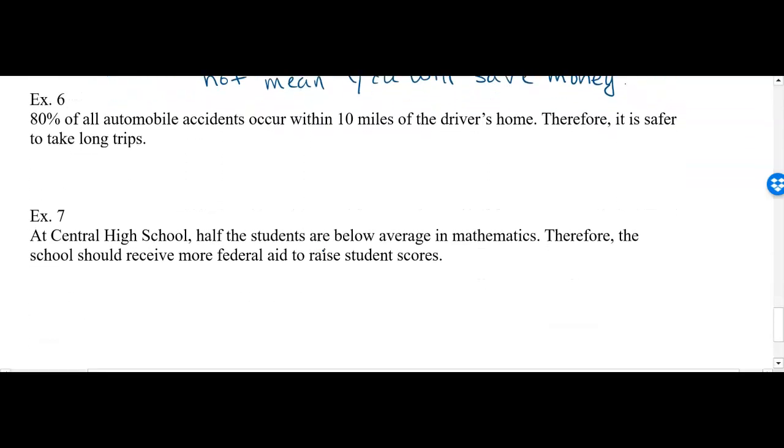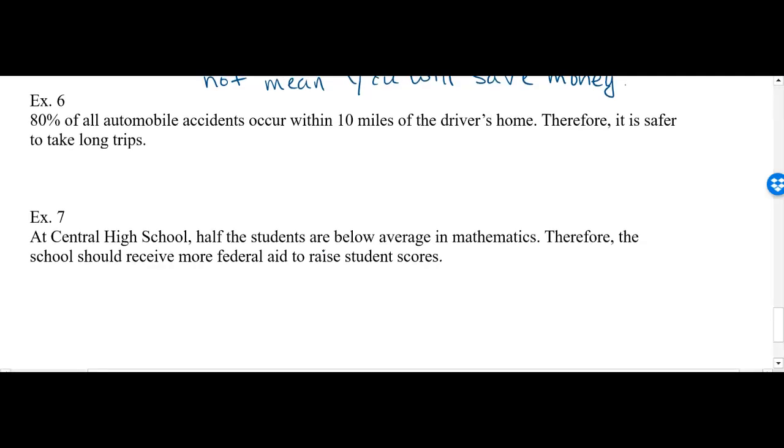Let's go to number 6. 80% of all automobile accidents occur within 10 miles of the driver's home. Therefore, it is safer to take long trips. So we have a fact that's being made. That's fine. We're not arguing maybe that part. It's the conclusion that we really can't necessarily make just because of that.